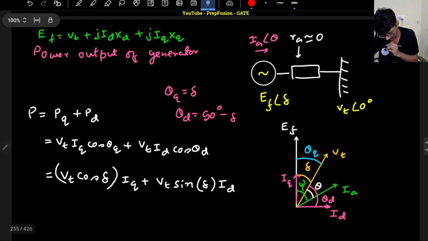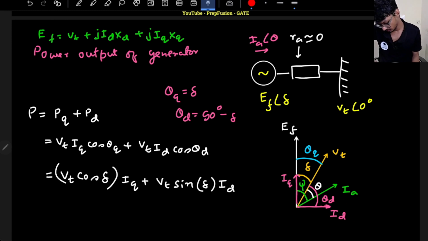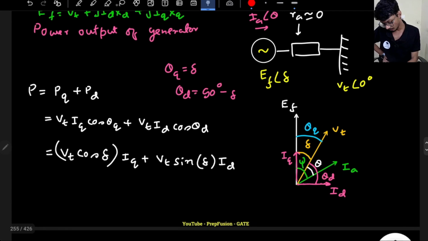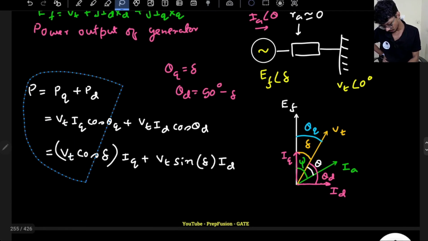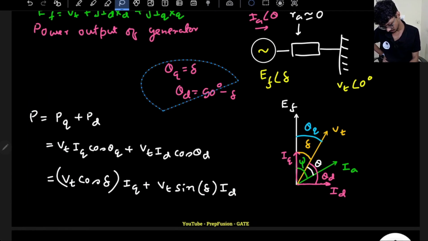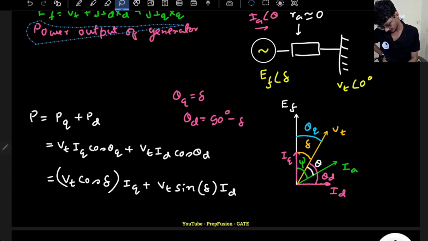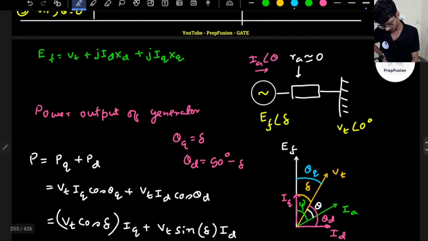So ID into XD, plus J. ID is here, so I have to do plus of this. Plus of VT. Or what I can do is swap this, because I want to write in terms of EF. I want to keep VT constant because VT is already here. So I will replace this, exchange this over here.